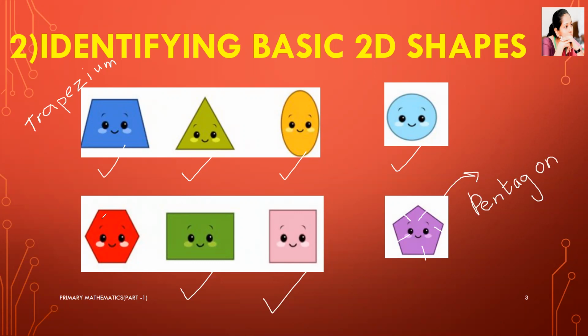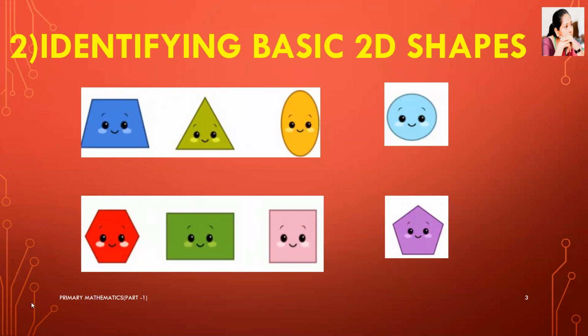Now here you have 1, 2, 3, 4, 5, 6. So we call this the hexagon. Hexagon, right? So these are some of the basic 2D shapes. Let me say them again. Trapezium, triangle, oval, circle, hexagon, rectangle, square, and then the pentagon. So you should know these things, right? Let's move to the next slide.